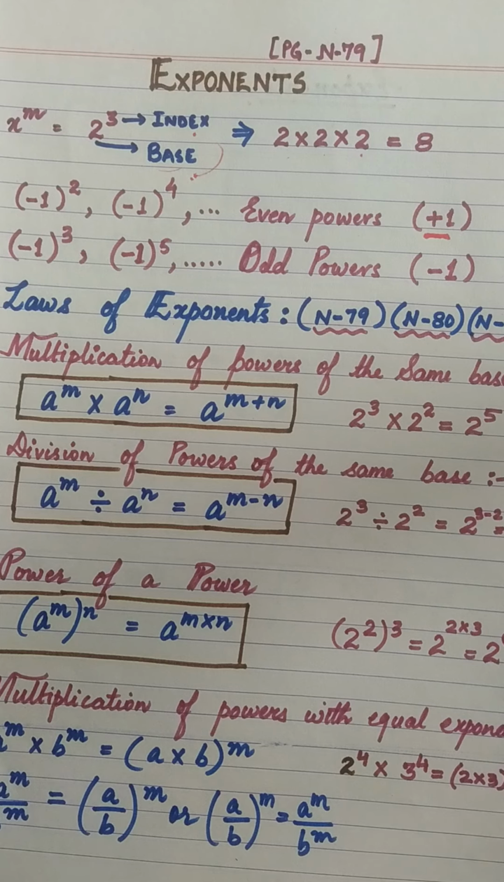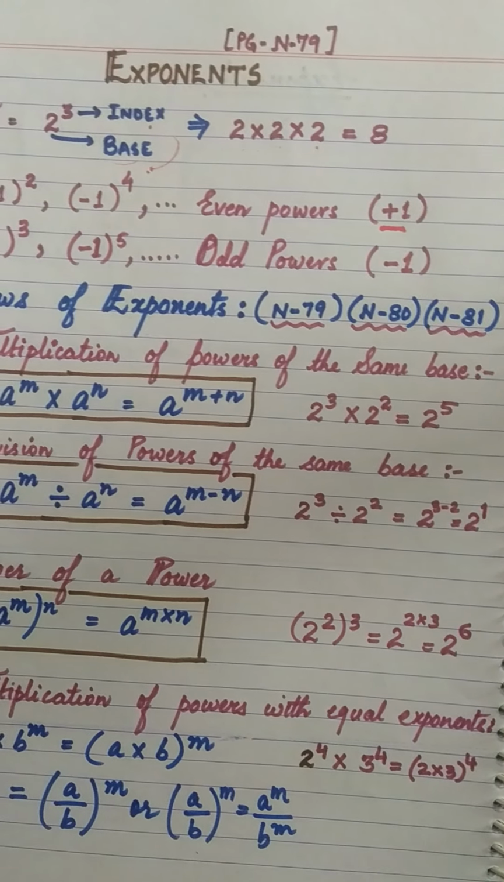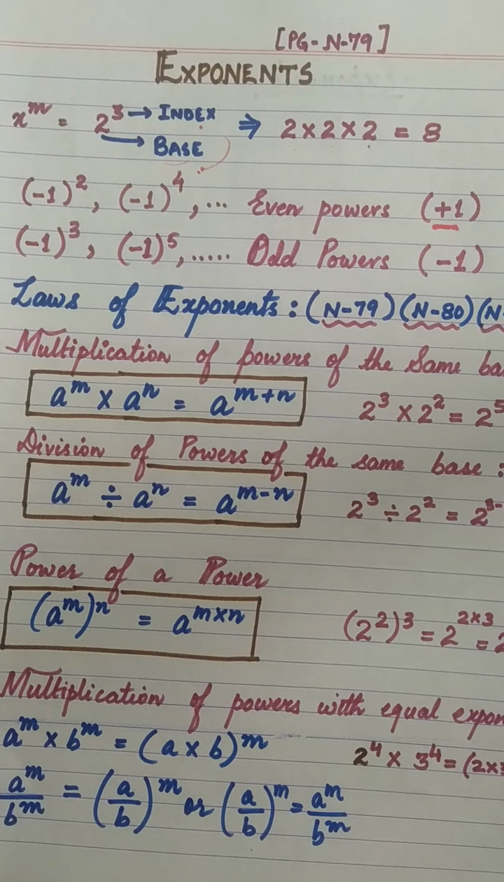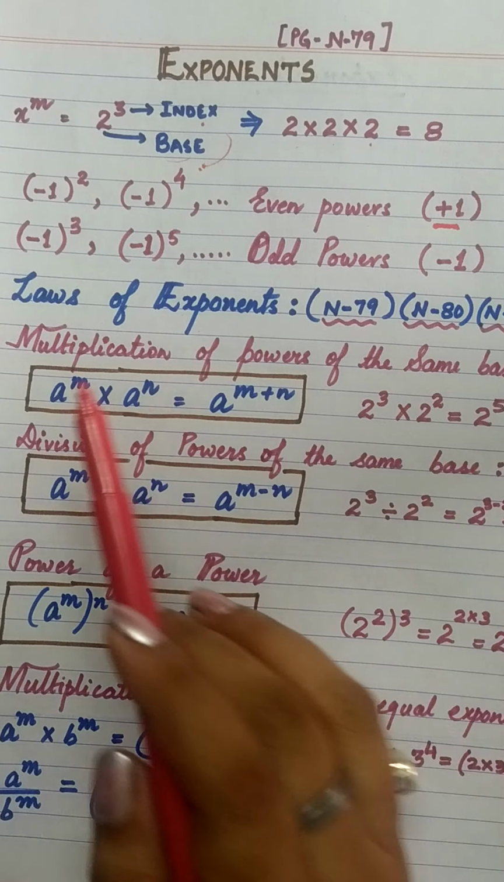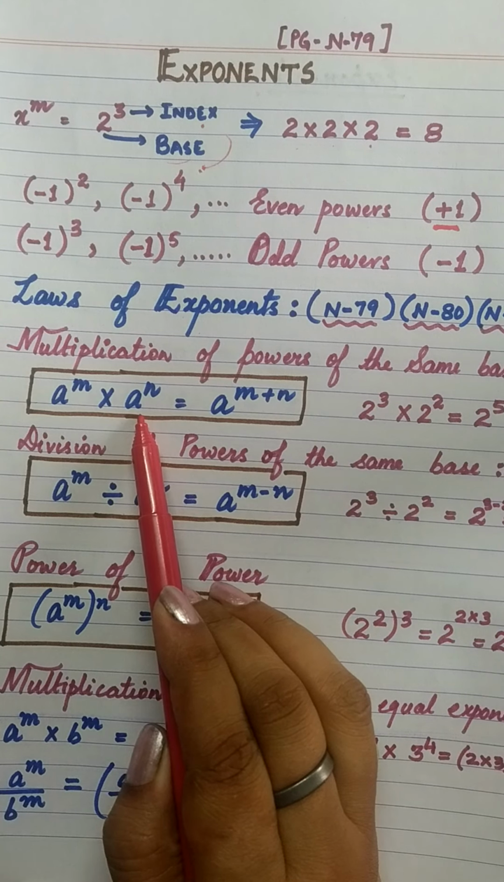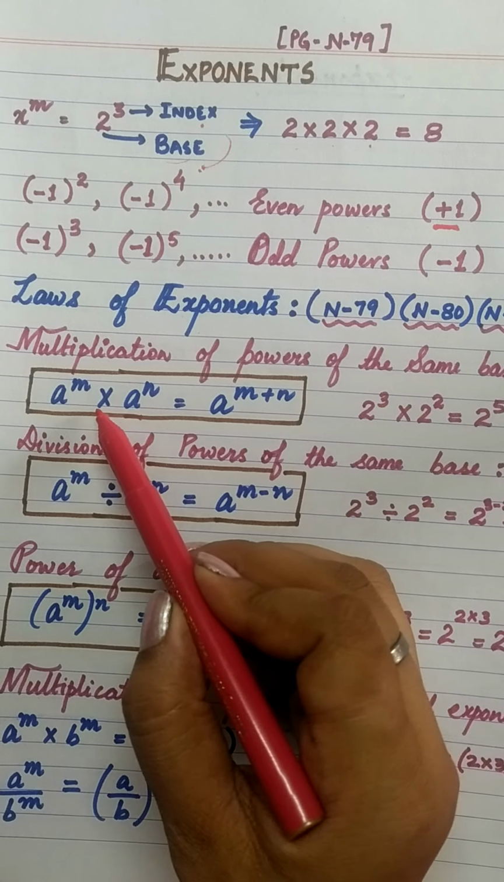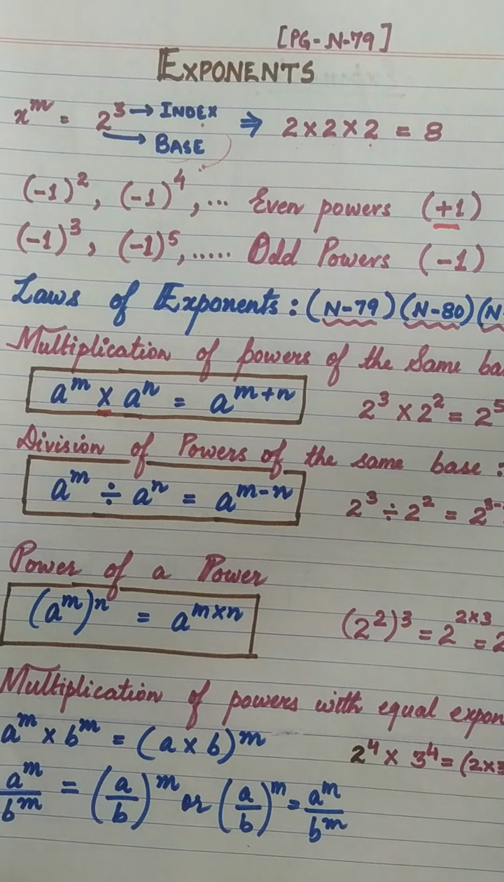Let us discuss the laws of exponents, which are given on your pages N79, N80 and N81. The first law is multiplication of powers of the same base. If the base is same, children, now you understood what is base. So whenever the base is same, what we are going to do with the powers, we are adding them if there is a multiplication sign in between. When there is a multiplication sign in between, we will add up the powers.